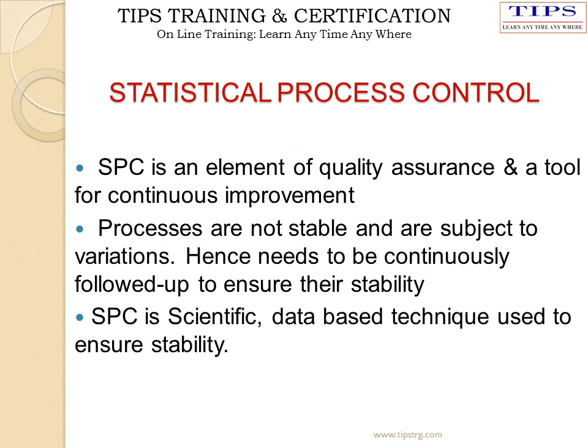What is statistical process control? Statistical process control is an element of quality assurance, a tool for continuous improvement. Processes are not stable, they are subject to variation. Hence, they need to be continuously followed up and controlled to ensure their stability. SPC is a scientific data-based technique used to ensure this stability.